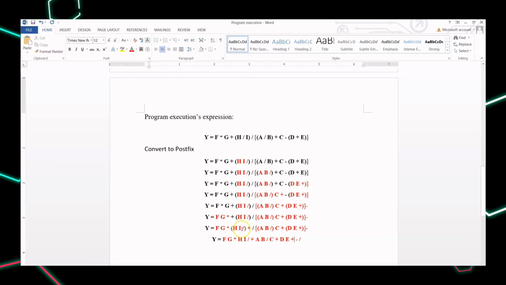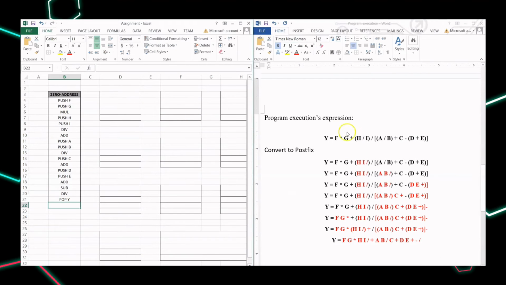Now next, we have to draw the stack diagram. Before we draw the stack diagram, we need to key in all these things to the zero address. How to do the zero address? Zero address is you need to key in all the data, the FG, all the operations inside here. So start from the F. Everything with the alphabet, we just make it a push. In the zero address, we just have a push and a pop. For inserting data, we use the push and we use the output for the pop.